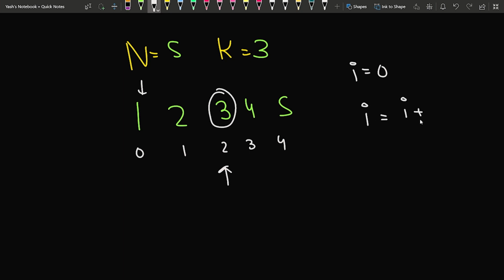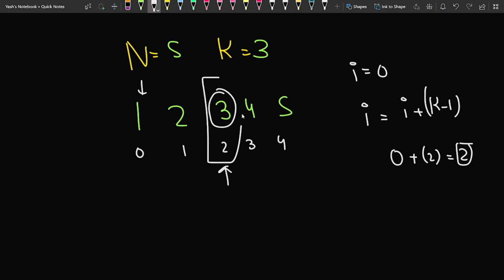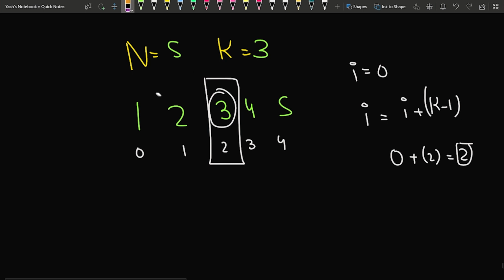I want to kill the person at the index I plus k minus 1, because the I value currently is 0. 0 plus 3 minus 1 is nothing but 2. So basically I want to kill the person at the index 2, that is this particular person, right? That's how I'm going to update my I. Now when I update my I, I can simply write an erase function to delete the element at this particular index.